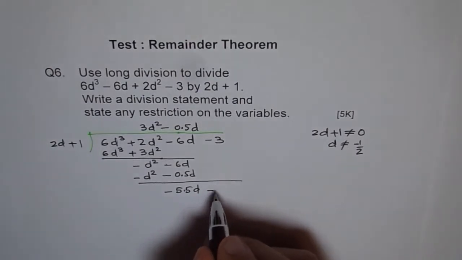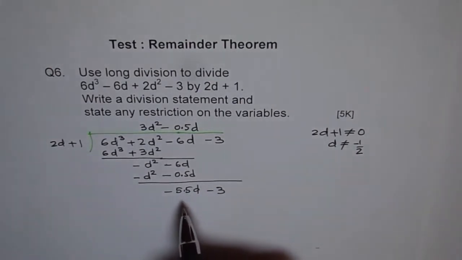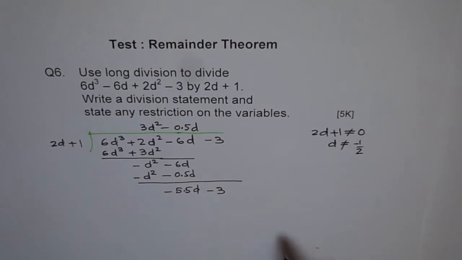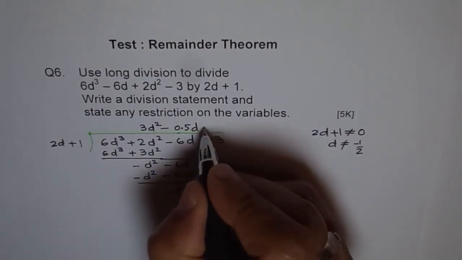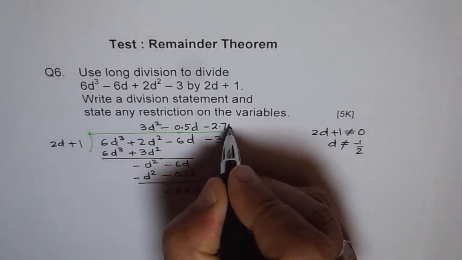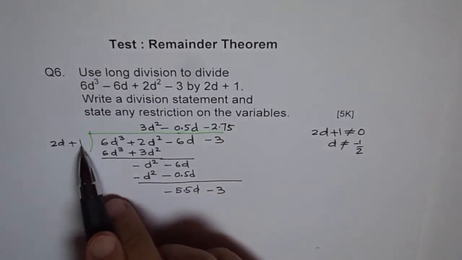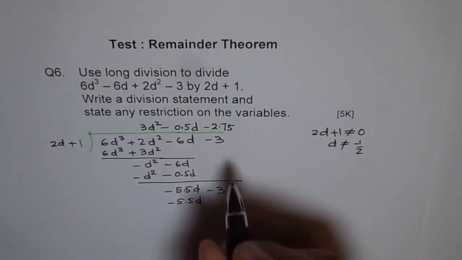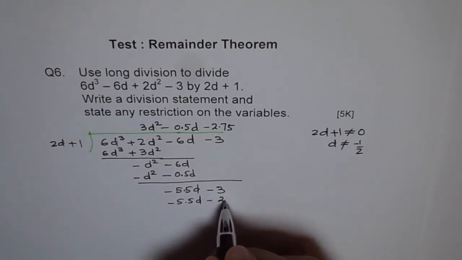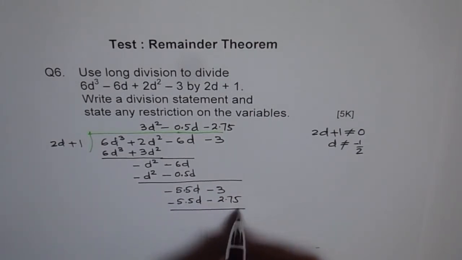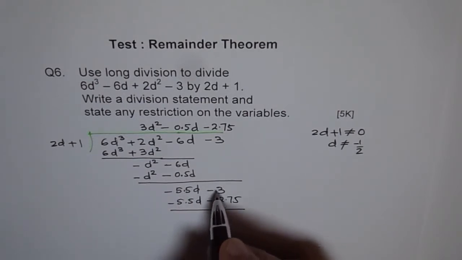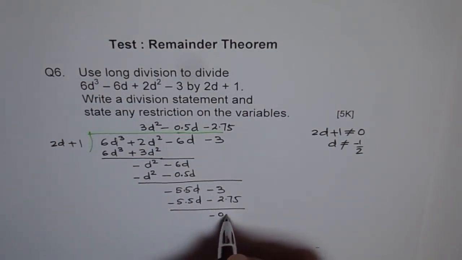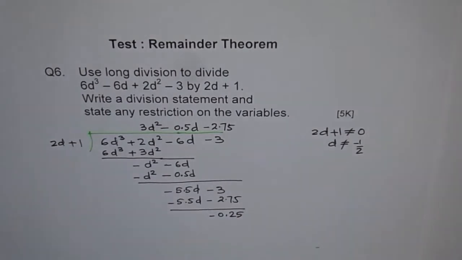And let's bring down minus 3. Now we need to divide this by 2. So when you divide 5.5 by 2, you get 2.75. And here it is minus, we'll write minus 2.75. Now multiply 2.75 with both these terms and you get minus 5.5d minus 2.75. And when you take away, this cancels out and we are left with minus 0.25, right? So that's our remainder.